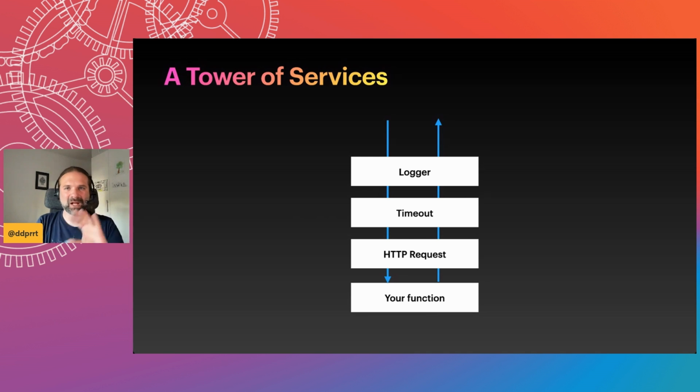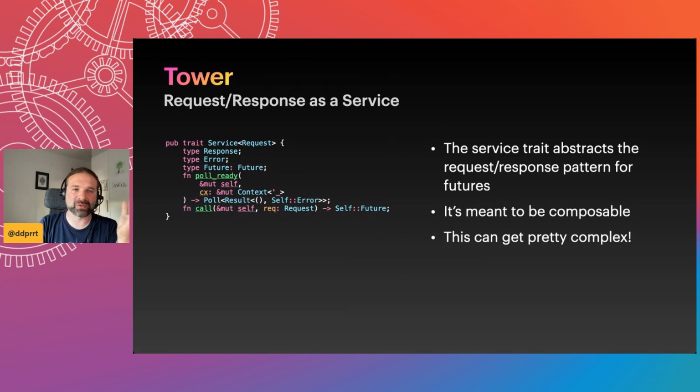Again, Tower revolves around this service trait, and it looks like this. It has a couple of associated types, and it has two functions that need to be implemented. The first one is poll_ready. If you're familiar with async, it gives you a Poll::Pending or a Poll::Ready. That's an enum used in async programming, which tells you either that the service can be used, I'm ready to process your request, or, wait for a second, I'm not ready yet, I can process your request later on.